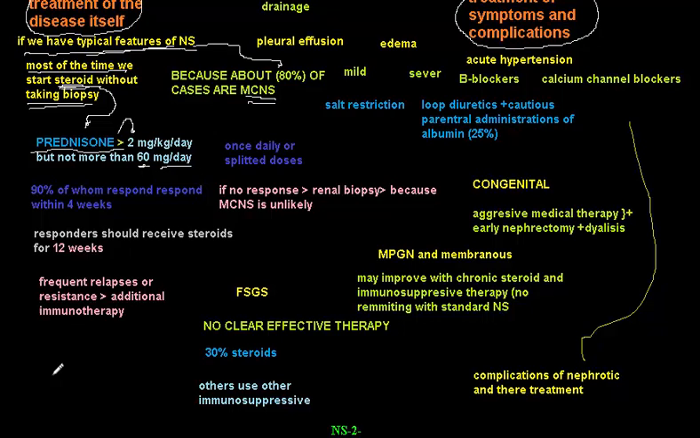So if we have, for example, a 10 kilogram child, we multiply this by 2, and we have 20 milligram per day of prednisone. 90% of the patients with minimal change nephrotic syndrome will respond within 4 weeks. 10% may respond after 4 weeks. If they respond to the steroid treatment, then we give prednisone for 12 weeks. So the duration of treatment of nephrotic syndrome is 12 weeks.